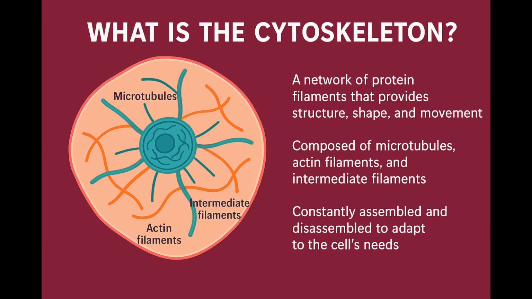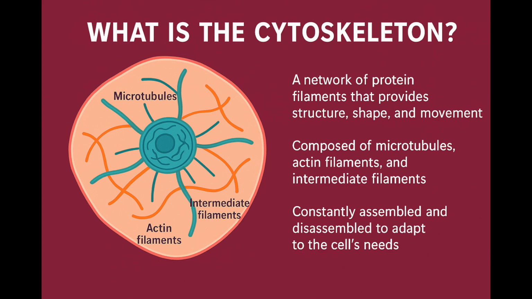At its core, the cytoskeleton is a network of protein filaments that extends throughout the cytoplasm of every eukaryotic cell. You can think of it as a cell's combination of bones, muscles, and highways all in one. It's composed of three main structural elements. Number one, microtubules, the long hollow tubes that serve as transport highways. Number two, actin filaments, the thin flexible fibers that drive motion and shape changes. Number three, intermediate filaments, the strong rope-like fibers that provide stability and strength.